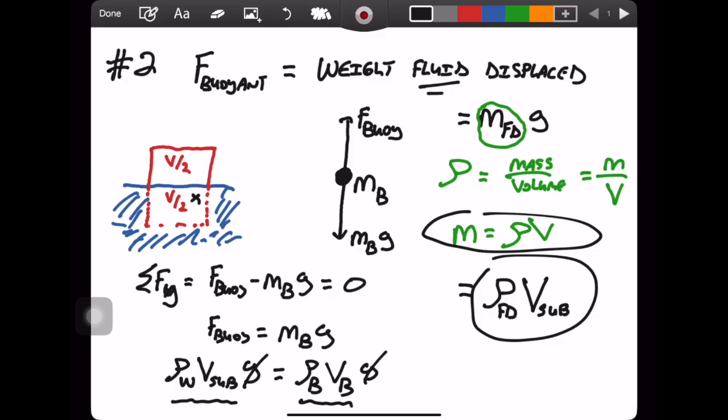So I can cancel out g, and that means that I can divide both sides by the volume of the block so that the density of the block is equal to the volume submerged of the block divided by the volume of the whole block, multiplied by the density of water.